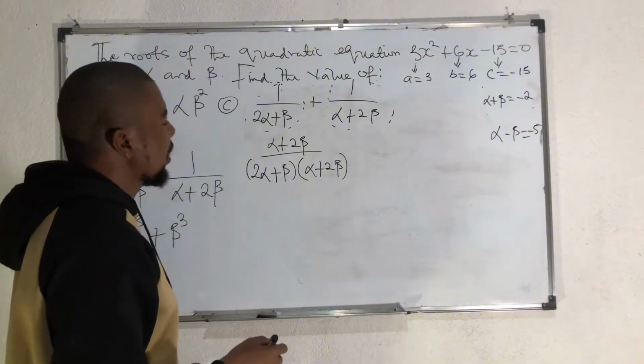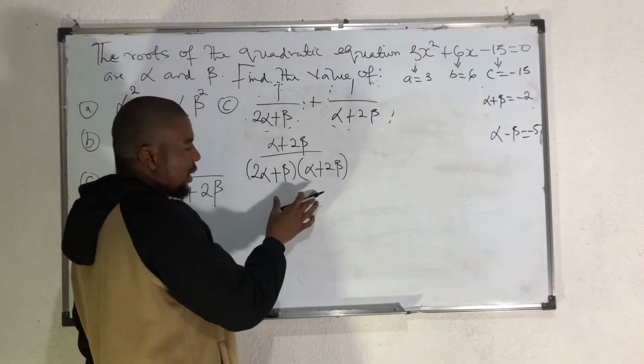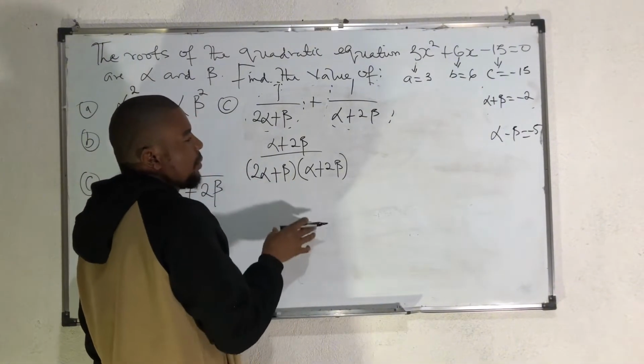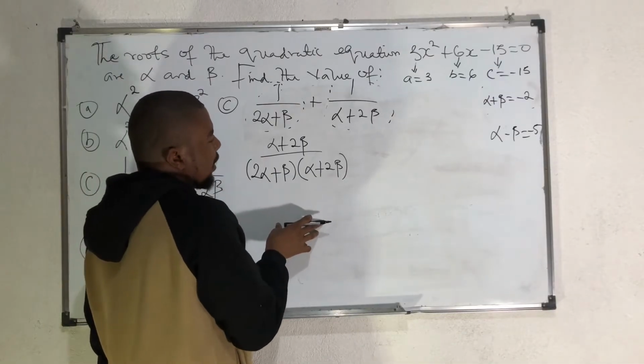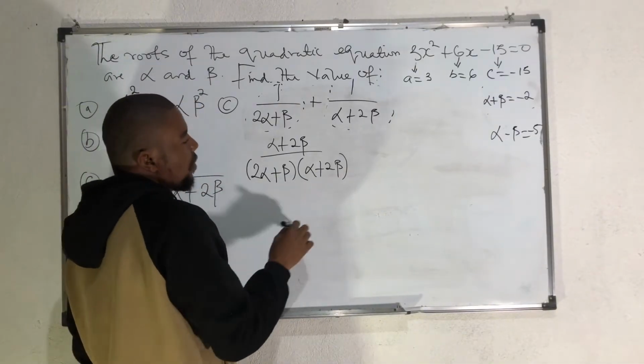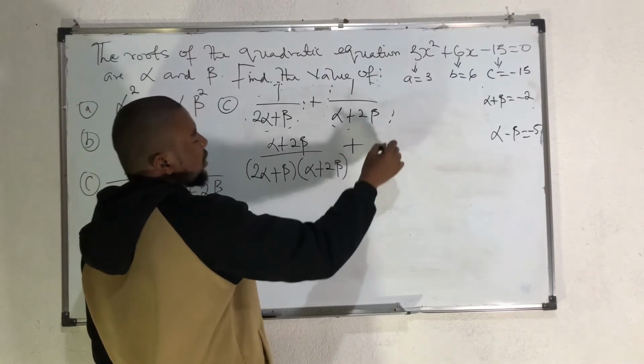Okay, now if you look at this right here, we've not multiplied them out yet. They're still in brackets, which indicates that I'm still going to multiply them later, when it is time for me to simplify the fraction. I'm going to put my plus sign here.